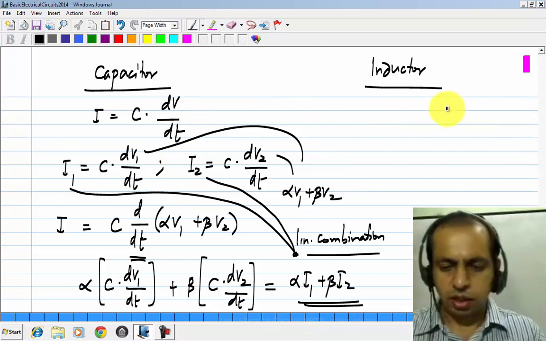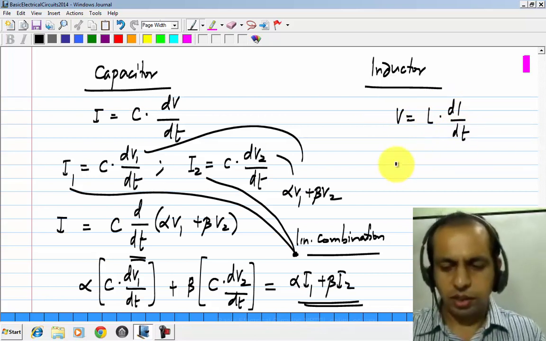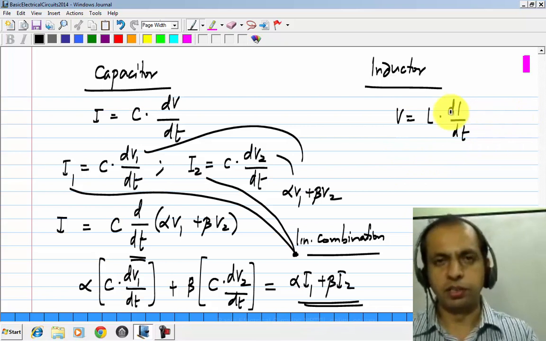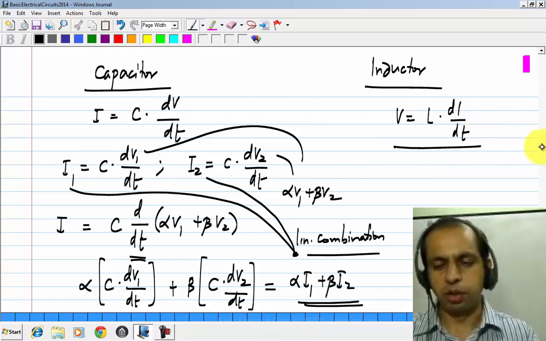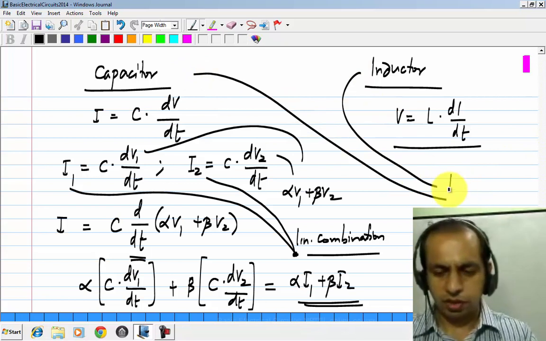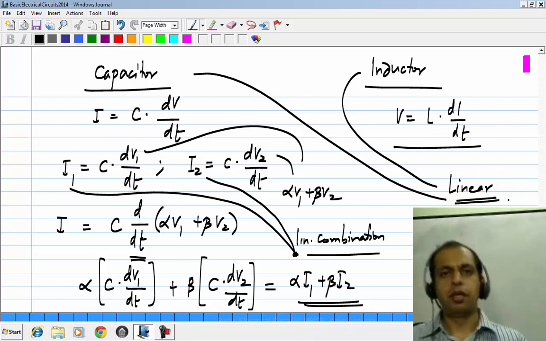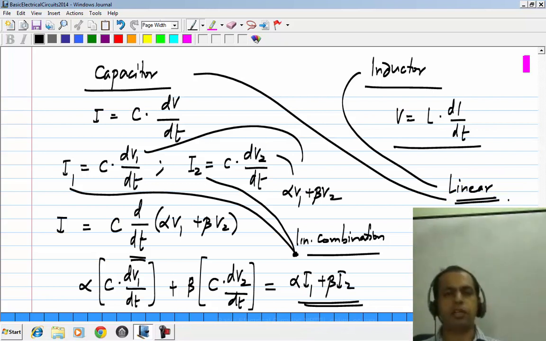Similarly, the inductor, which obeys this relationship V is L di by dt, is also linear. I will leave it as an exercise for you to prove it. It must be again pretty obvious from the relationship. So both of these are linear elements. We will see linearity of whole circuits and how superposition applies to them. And it's not just a property, it's something which can simplify the solution of circuits.